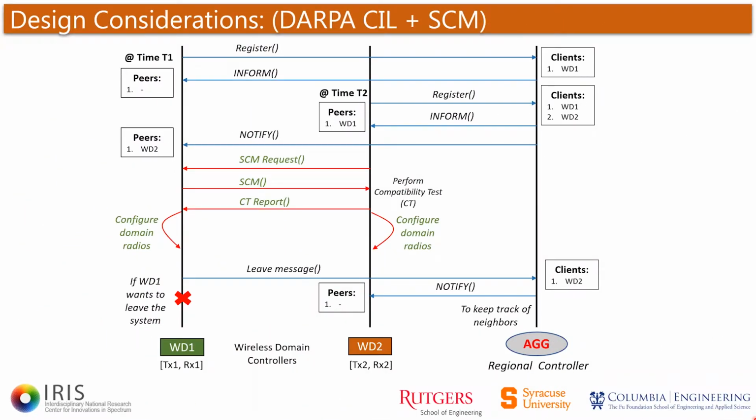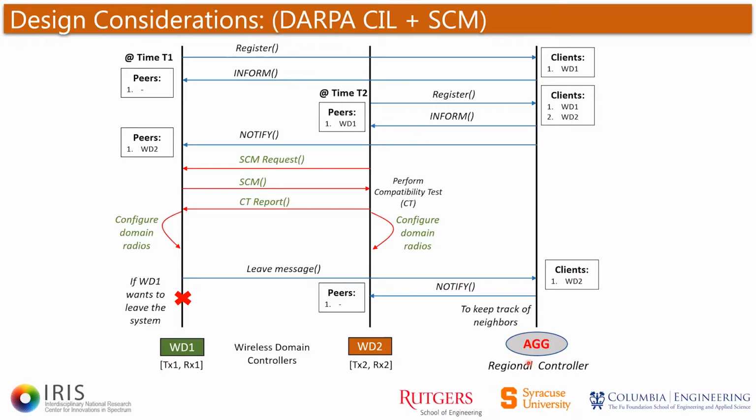This figure describes the protocol used by the networks to join, determine the wireless communication parameters, and leave the system. At time t1, network 1 joins the system and its WD controller sends a register message to the collaboration server or the regional controller.